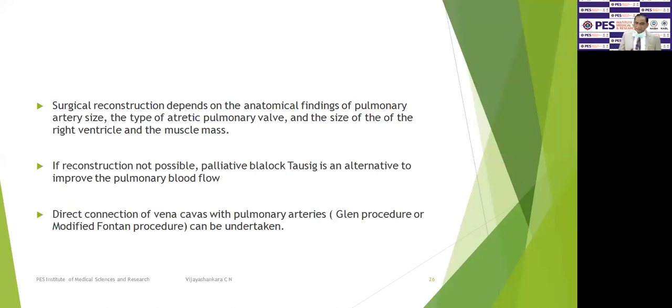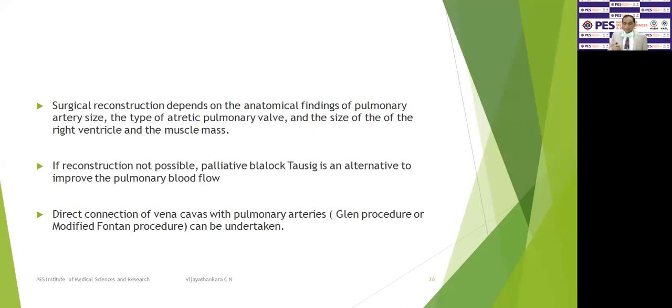Surgical reconstruction depends on the anatomical findings: the pulmonary artery size, the type of atretic pulmonary valve, and the size of the right ventricle and the muscle mass. So depending on this, you plan out what should be done. If reconstruction is not possible, a palliative Blalock-Taussig shunt is an alternative to improve the pulmonary blood flow, like you do in any other conditions.